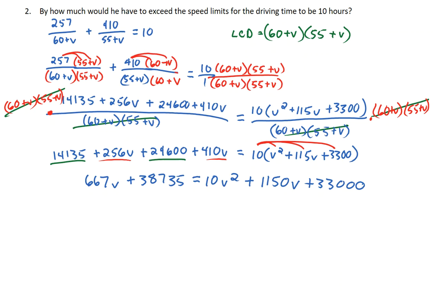Now what I want to do, since this is a quadratic equation, and I know it's a quadratic equation because I have a squared term, I want to get it all equal to 0. And once I get it equal to 0, I'm going to try to factor it. If it doesn't factor, I'm going to resort to the quadratic formula. I'm not going to show all the steps for that, but getting it equal to 0 gives me 10v squared plus 483v minus 5,735.